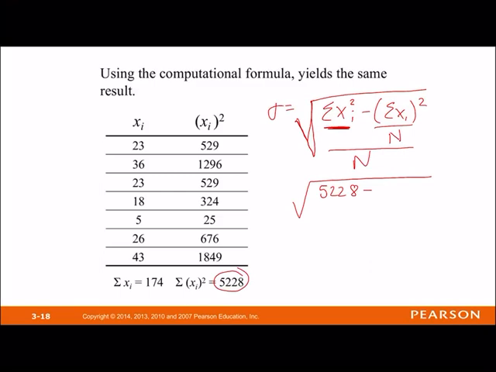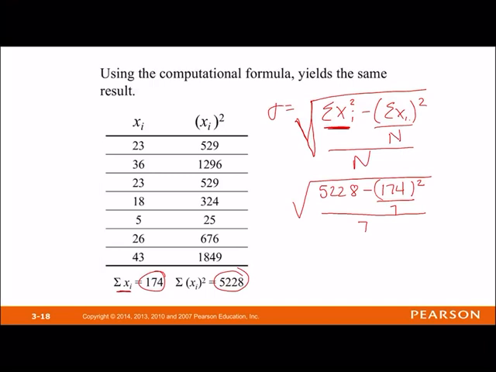And then I need the sum of x1 squared. Well, here's the sum of x1. That was 174. So I'm going to have 174 squared. And then I need to divide just that piece, just that side, not the 5,284, by n. And n was 7. And then I need to divide that entire thing by 7. Okay.